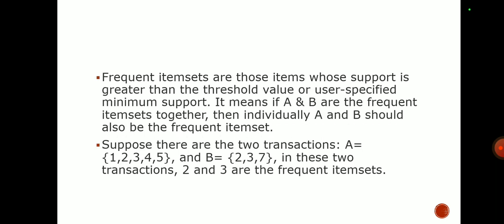So, as I already told, frequent item sets are those items whose support is greater than the threshold value, or the user specified minimum support. Suppose consider there are two transactions like A equal to 1 2 3 4 5 and B equal to 2 3 7. In these two transactions, 2 and 3 are the frequent item sets because both 2 and 3 are repeated in those two transactions.